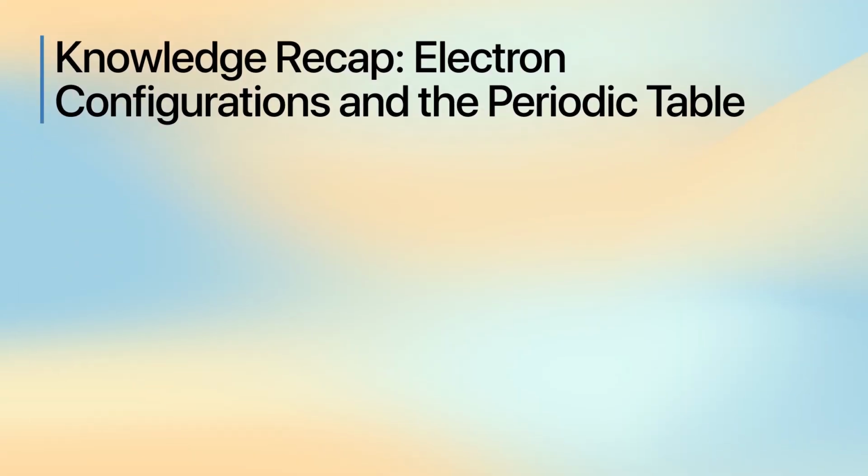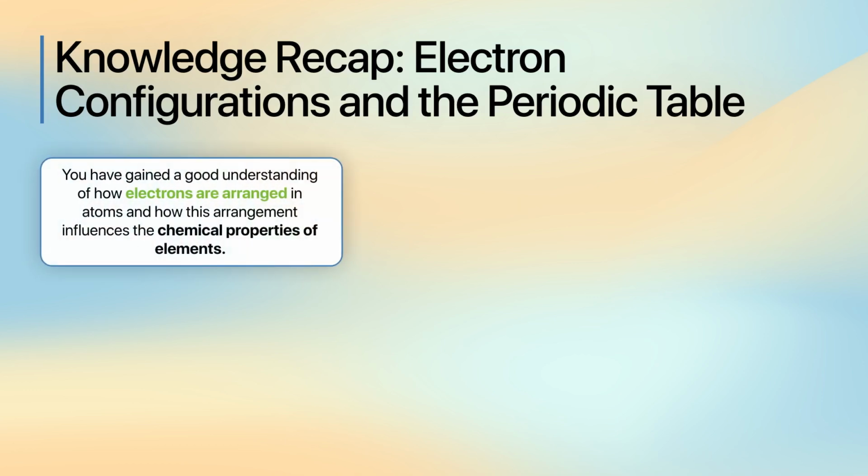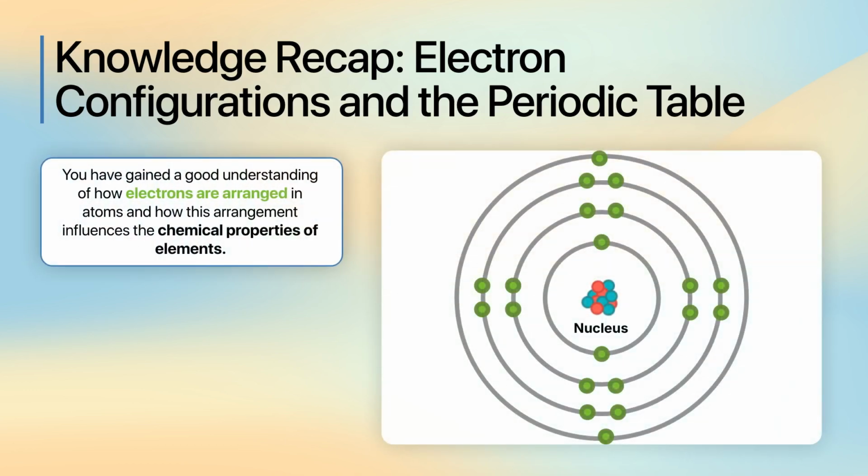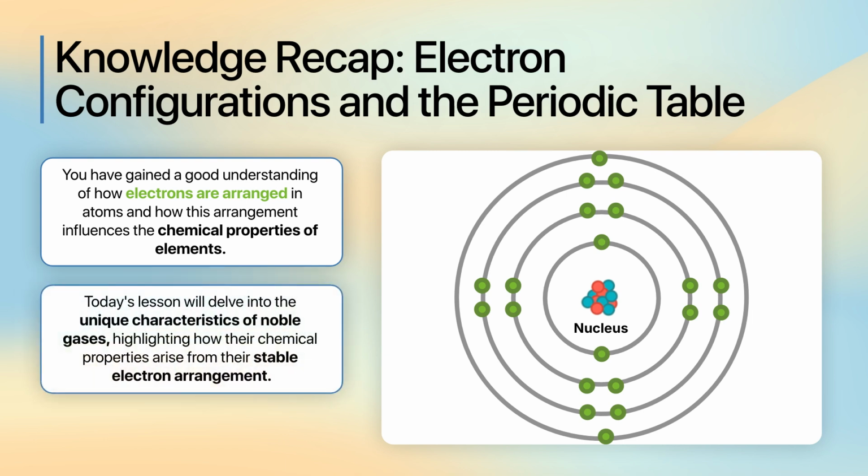So far, we've explored electron configurations and the periodic table. You have gained a good understanding of how electrons are arranged in atoms and how this arrangement influences the chemical properties of elements. Building on this foundation, today's lesson will delve into the unique characteristics of noble gases, highlighting how their chemical properties arise from their stable electron arrangement.